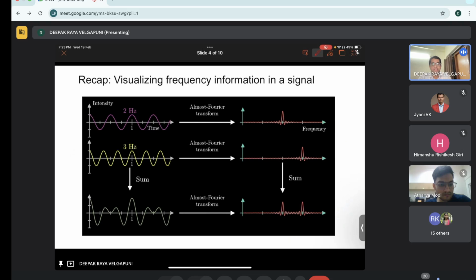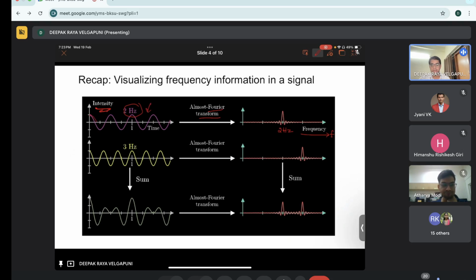Now just a recap of visualizing frequency information. Like we discussed in the last class, this is the time signal. It's a 2 Hz sinusoid, and when you do a Fourier transform on this signal, it converts time domain to frequency domain. So this x-axis is frequency axis, and you can see at 2 Hz here, you see a peak. This is frequency, this is time. So 2 Hz here represents how many cycles are going on in 1 second.